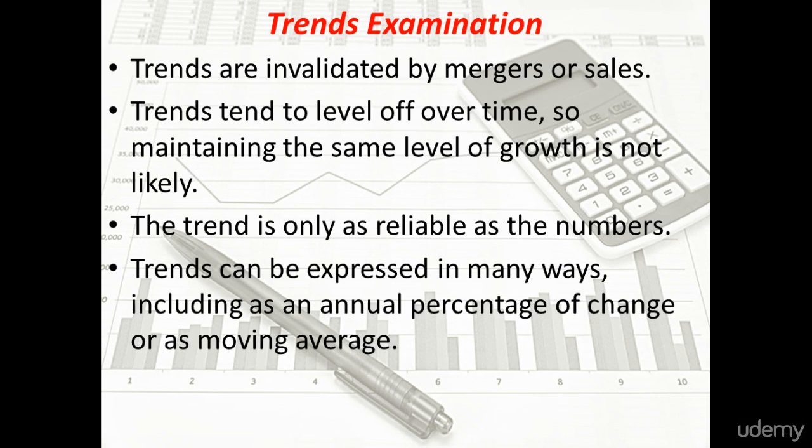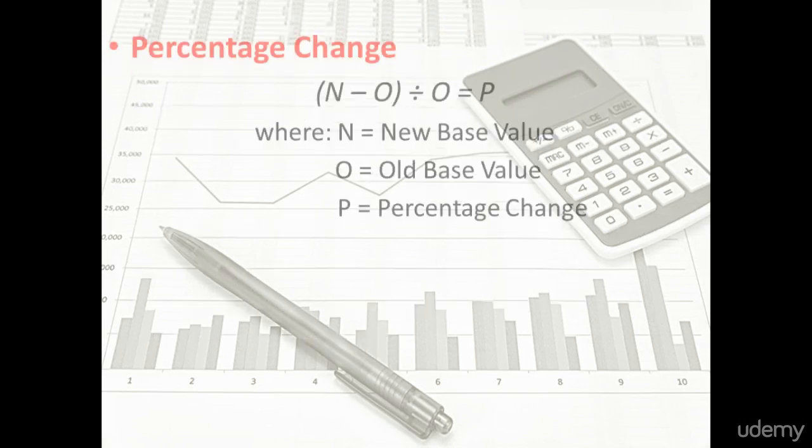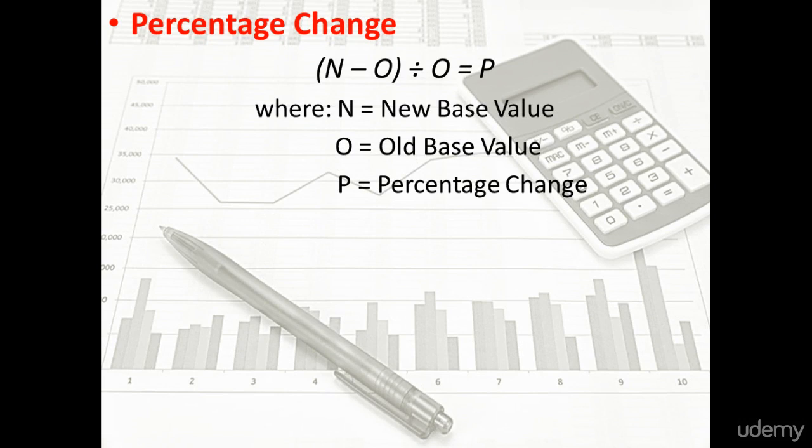Trends can be expressed in many ways, including as an annual percentage of change or as a moving average. The right way to express a trend depends on what is being reported. Charts showing annual changes in dollar values are reliable because they are not distorted by the statistical oddity of consistent dollar values and declining percentage growth. The formula for percentage change from year to year is commonly used. This is the new base value minus old base value divided by the old base value.